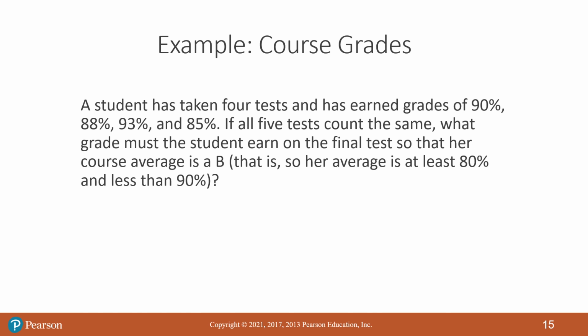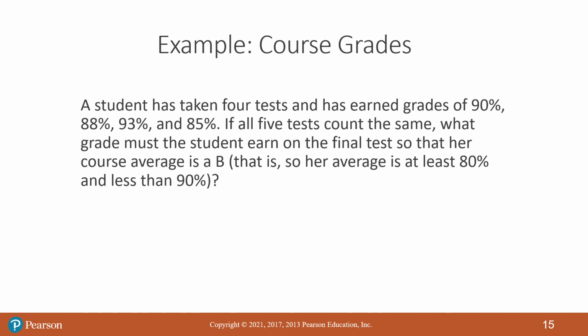So let's take this situation and put it in a double inequality. Our example here is course grades. A student has taken 4 tests and has earned grades of 90%, 88%, 93%, and 85%. If all 5 tests count the same, what grade must the student earn on the final test so that her course average is a B? That is, so her average is at least 80% and is less than 90%.